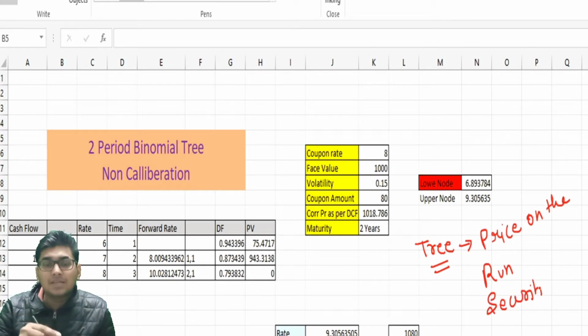First of all, we'll see how to create the whole structure in Excel so that whenever I have the inputs, I can put those inputs in that particular Excel file, and just by putting in those numbers, the whole model will provide me the calibrated binomial tree. Clear? Let us move ahead.